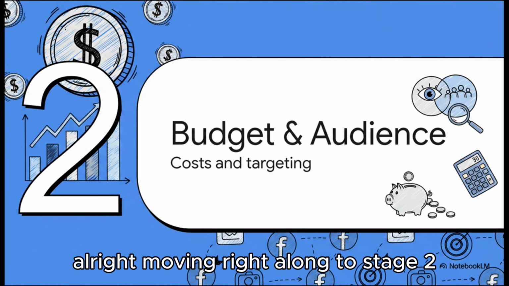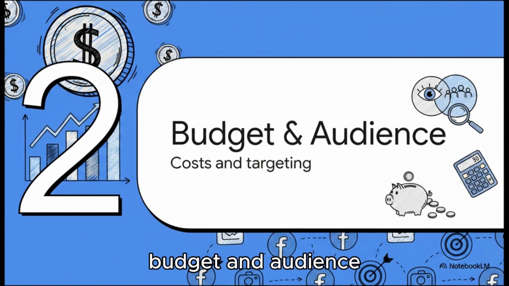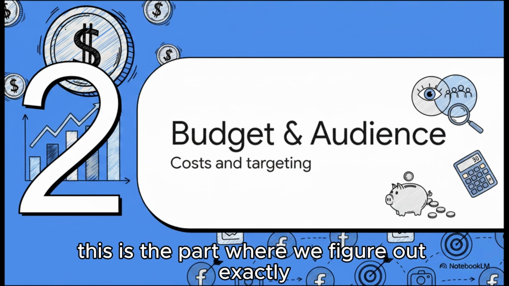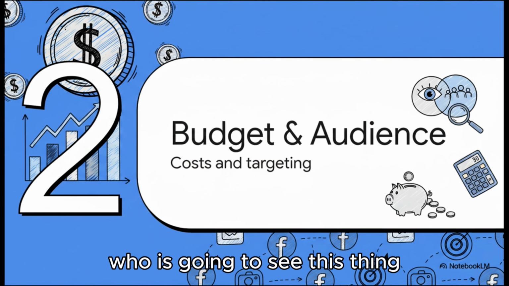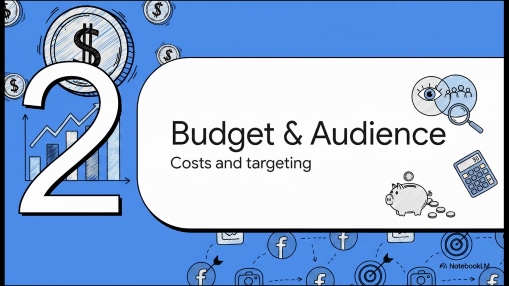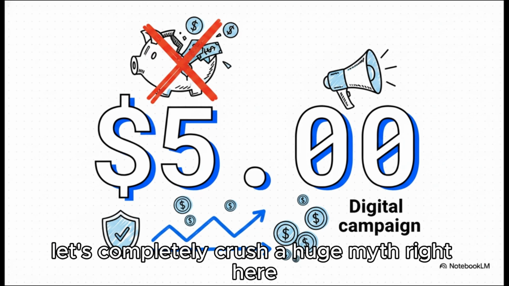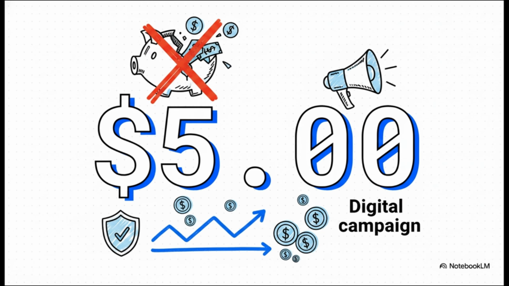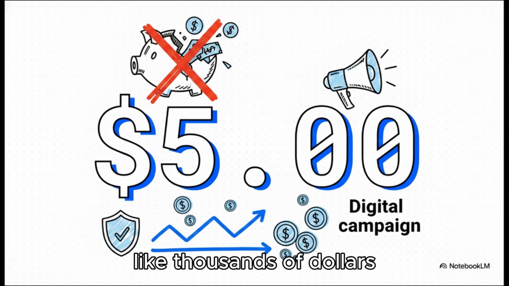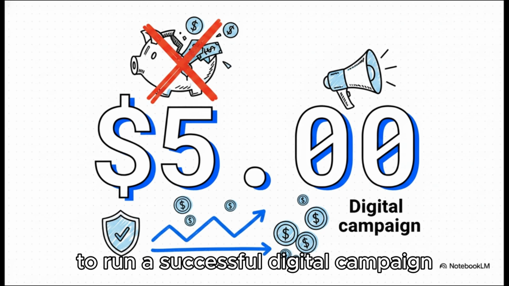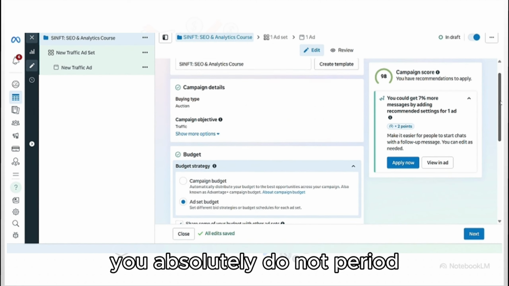All right, moving right along to Stage 2, budget and audience. This is the part where we figure out exactly who is going to see this thing and how much it's going to cost us. And right off the bat, let's completely crush a huge myth right here. So many NGO leaders think you need like thousands of dollars to run a successful digital campaign. You absolutely do not, period.